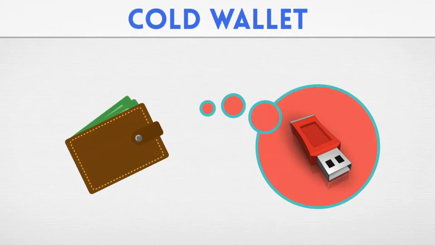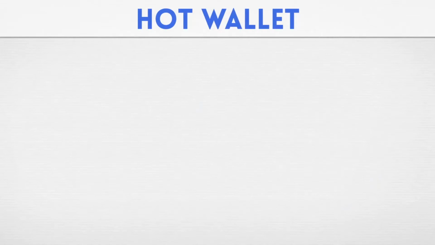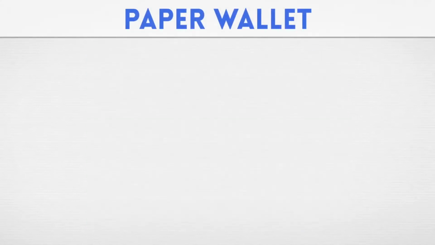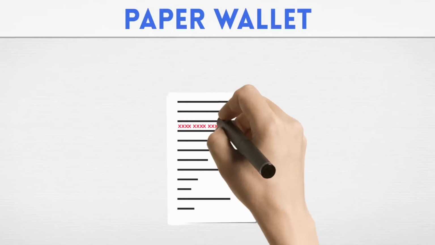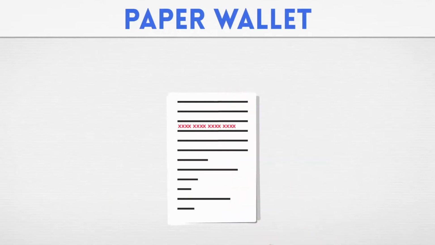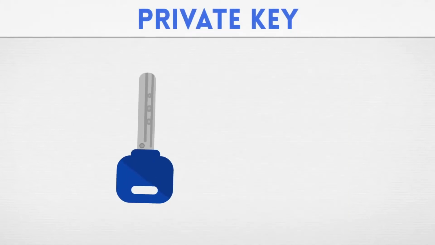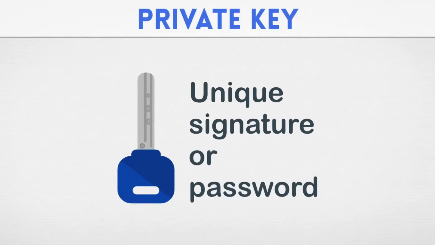A cold wallet is a hardware wallet. They usually look like USB sticks. A hot wallet is an online wallet that you will get when you open an online crypto account. A paper wallet is literally just writing down your private key on a paper and storing it away in a safe or a vault. A private key is a unique signature or a password.